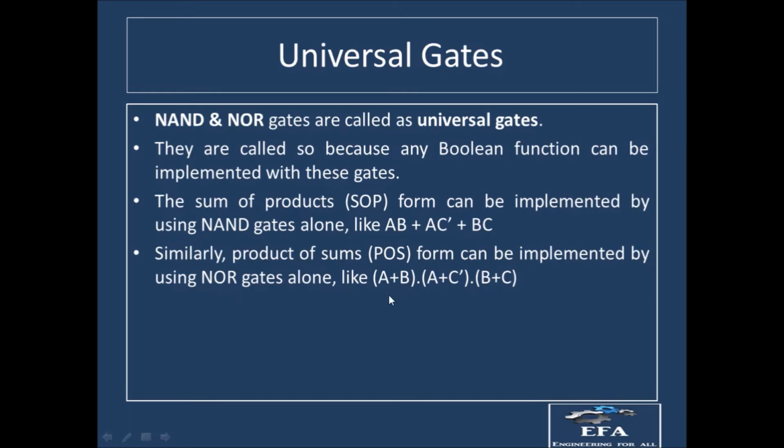So what is POS? POS is something like this, where we have the sums, and after having the sums, we multiply them, right? You can see over here we have A plus B as one of the sums. Then we have A plus C bar, and B plus C. These all three parts are actually the sums, right? If we multiply them, this will become product of sum. This is the product of these sums, right? So whenever we have this type of equation and we have to implement it with the help of the universal gates, we need to have the NOR gates.